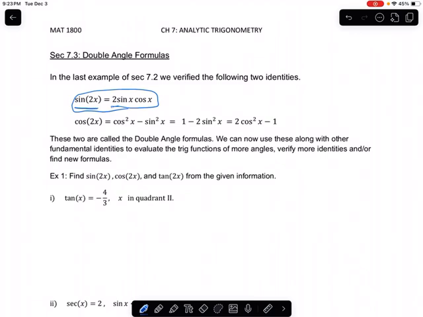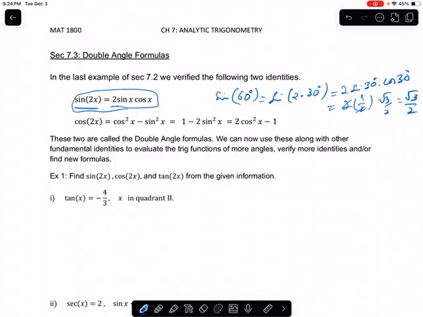So sine of 2x, which means if I have sine of, for example, let's say 60 degrees. Now 60 can be thought of as 2 times 30. So it can be 2 times sine of 30 degrees times cosine of 30 degrees, which is equal to 2 times 1/2 times square root of 3 over 2. The 2s cancel here, so I get square root of 3 over 2. And you know that sine of 60 degrees is square root of 3 over 2. So we can do that.